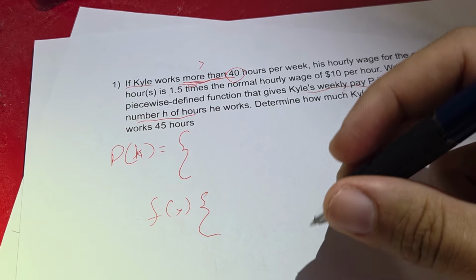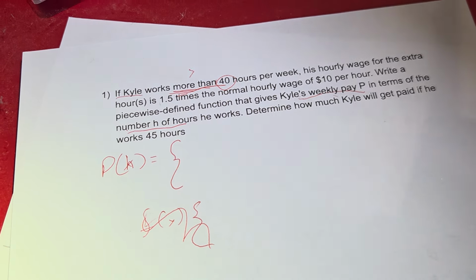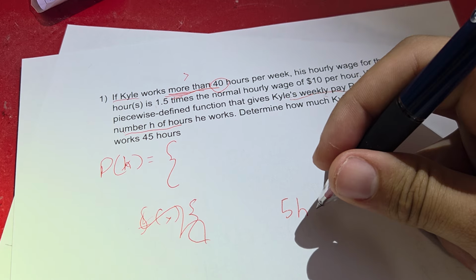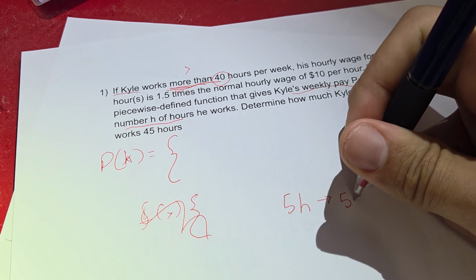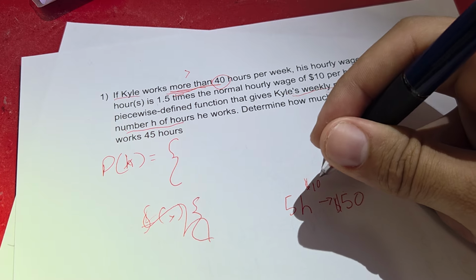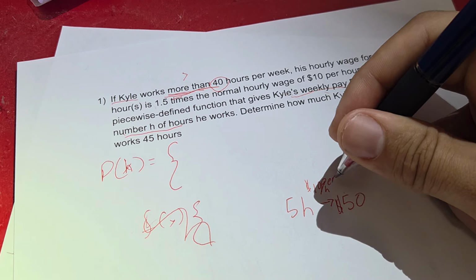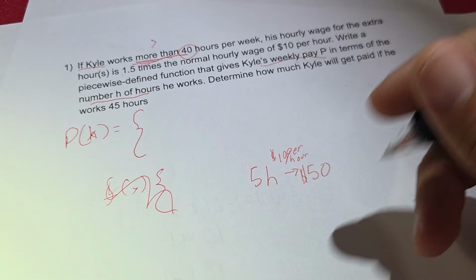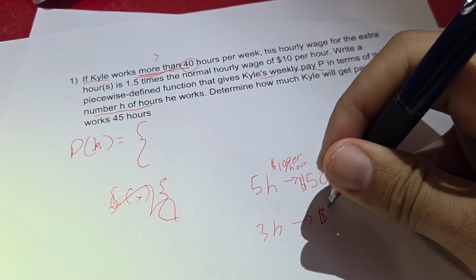So if he works, let's ignore this for now. Let's say if he works 5 hours, he gets paid $10 per hour. So that means he'll get $50. Maybe I should say per hour. There we go. $10 per hour. If he works 3 hours, that means he gets $30.